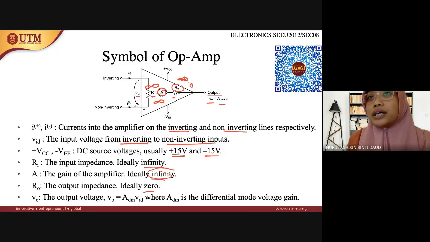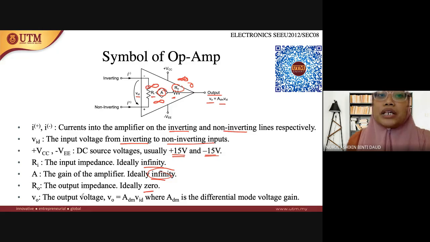Okay, so the currents will not go inside the op amp. It means that the input impedance becomes infinity because the value is too large and currents will not flow, so it will make the output impedance become zero, which makes the output voltage very, very small.